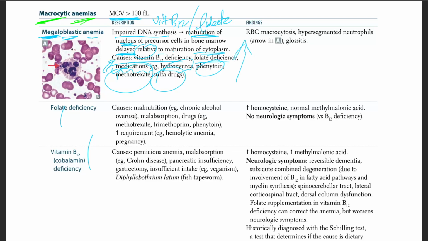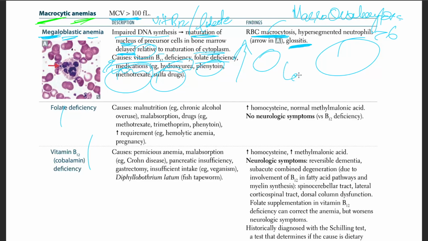The findings in megaloblastic anemia are RBC macrocytosis, big RBCs, hypersegmented neutrophils with greater than 6 lobes, and glossitis. RBC macrocytosis is also known as macro-ovalocytosis. Also, you will have large, bizarre shaped platelets.